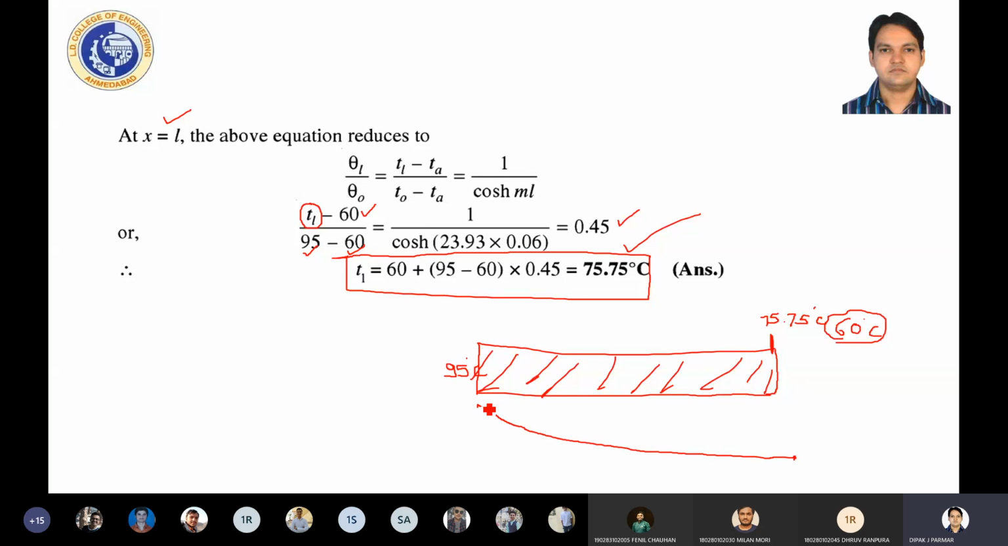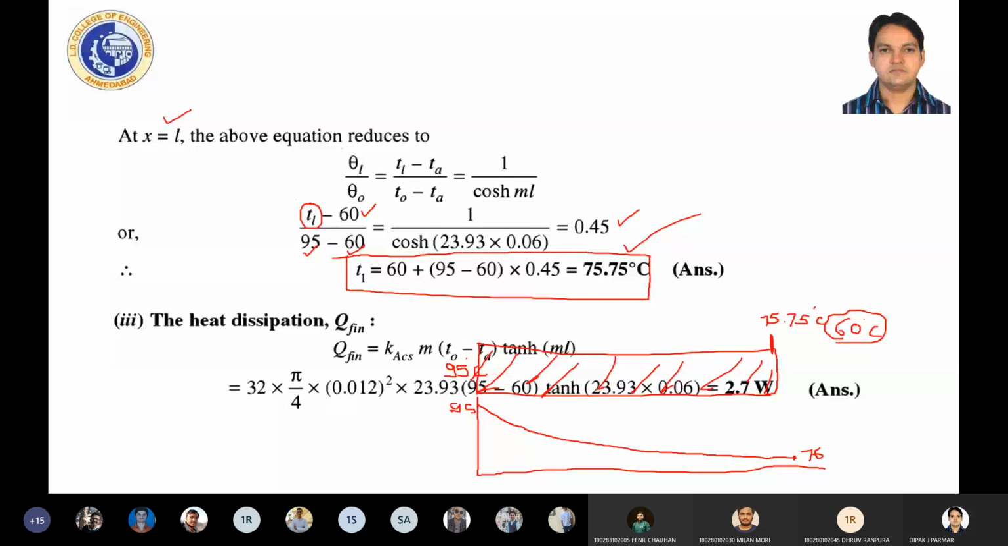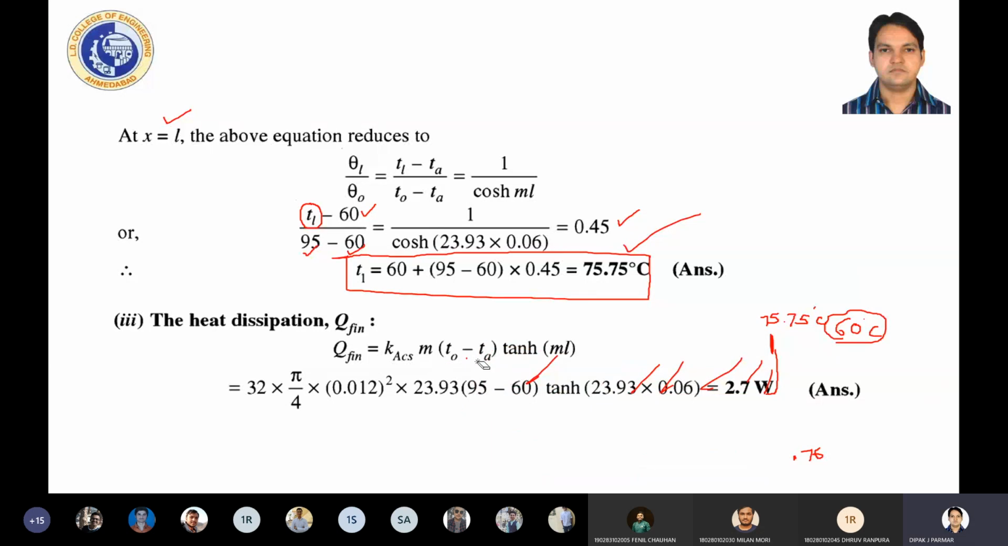So this is a temperature curve lengthwise. You may follow: this temperature is 95, and this is 75.75, meaning 76 degrees Celsius. Next, the second term, the temperature, we have calculated as 75.75 degrees Celsius.